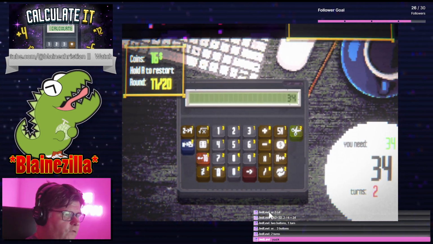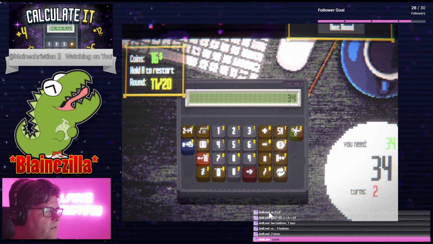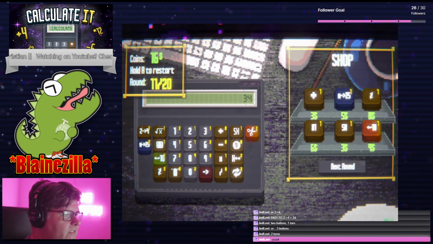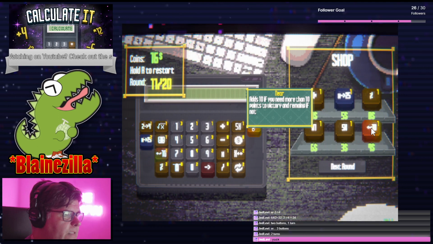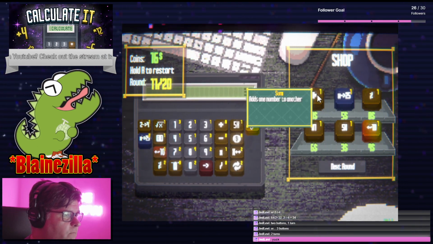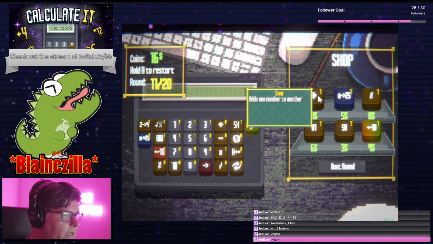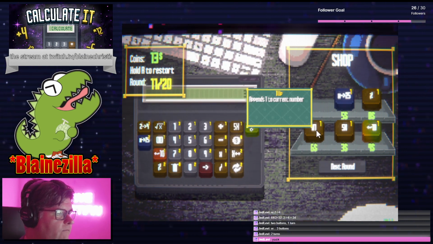Okay, that still feels good. How much money are we going to get? 16. I'm leaning towards grabbing near. Plus, we have to grab plus. We can't not have that.